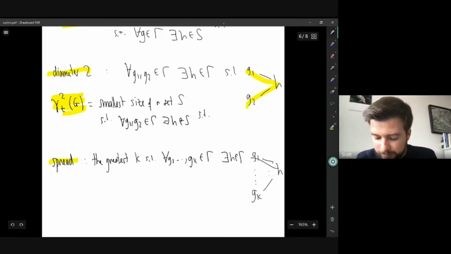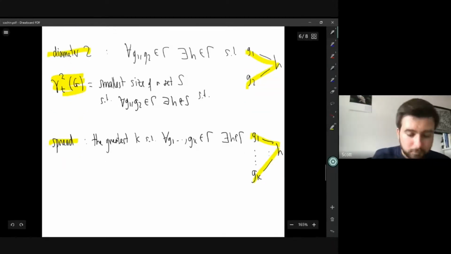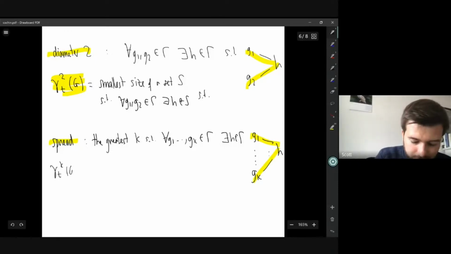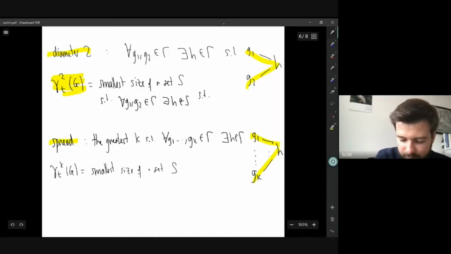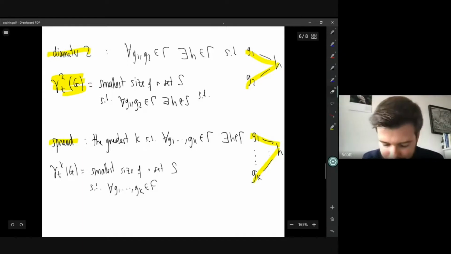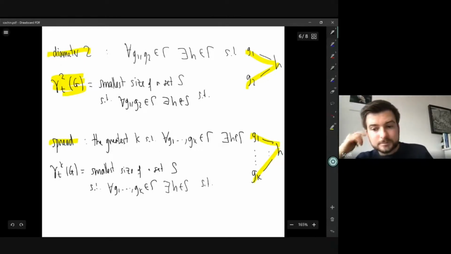And that should inspire a kth domination number, which is the following. It's the smallest size of a set S such that, I'm just copying the definition from above, for all G1 up to Gk in the graph, sorry, too many different symbols, there is some H in my set that satisfies this picture.